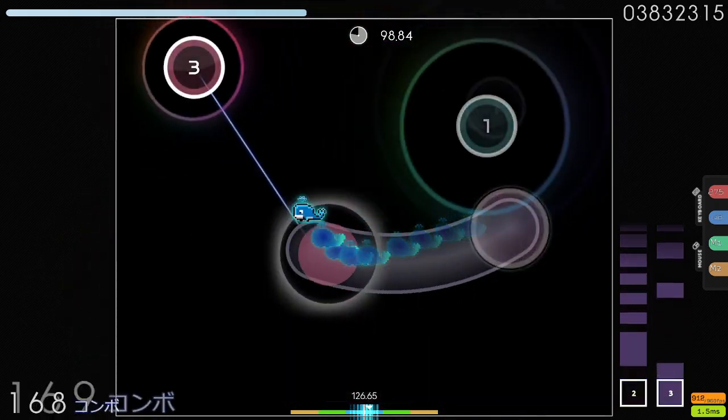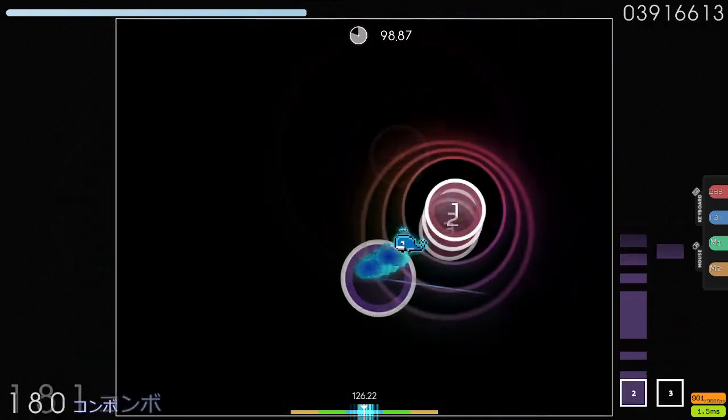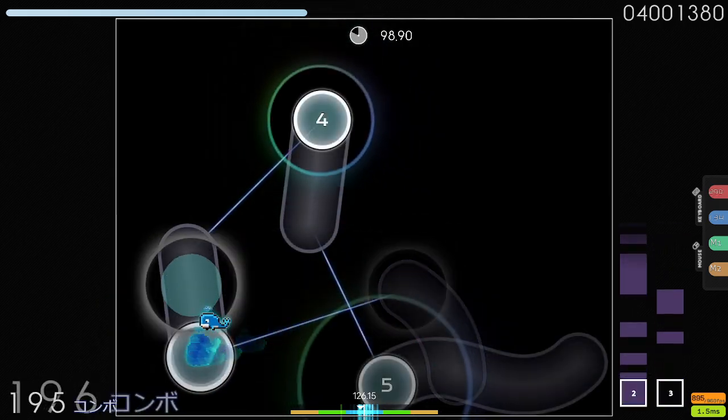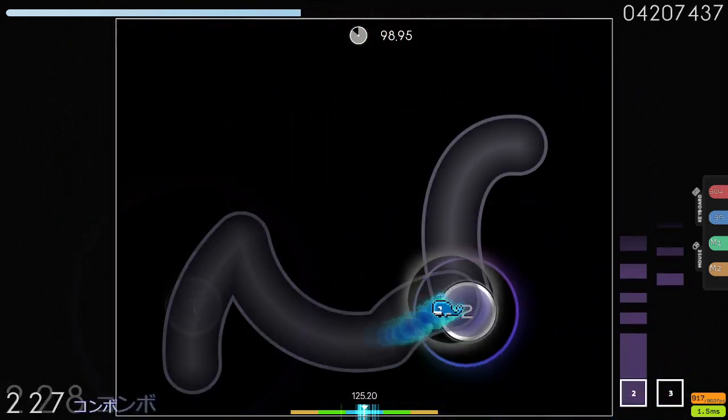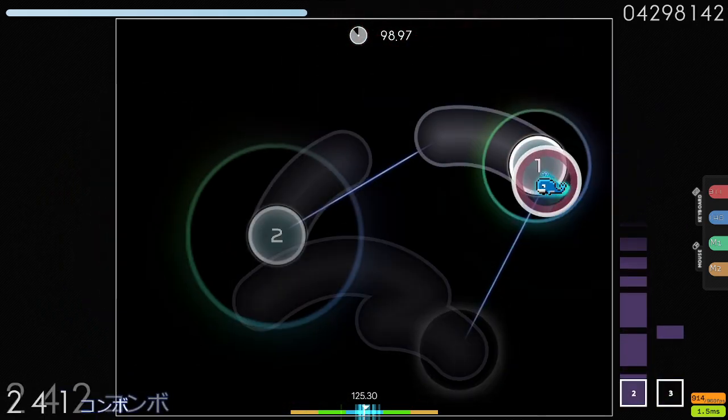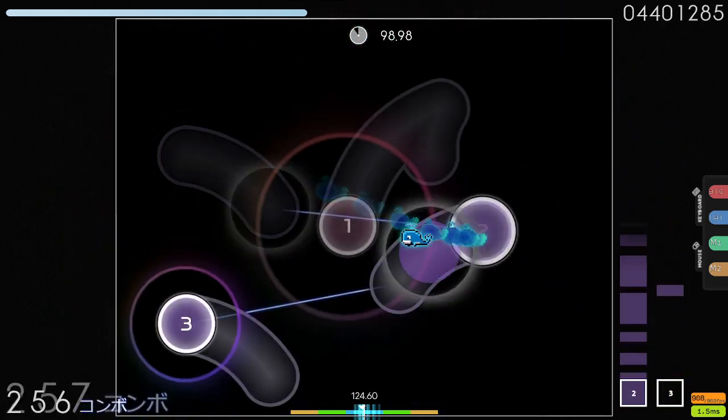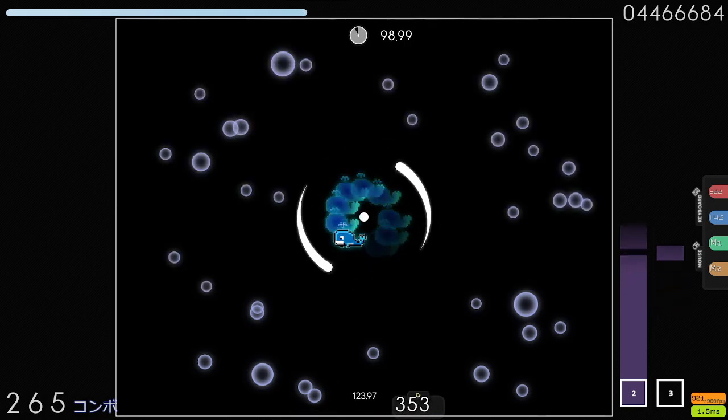Oh, cool pattern. Okay, and I think the last main characteristic of alt maps is flow aim. I think flow aim is especially important. You have these spacings where you sort of have to flow your cursor through the circles as opposed to snapping to each circle.